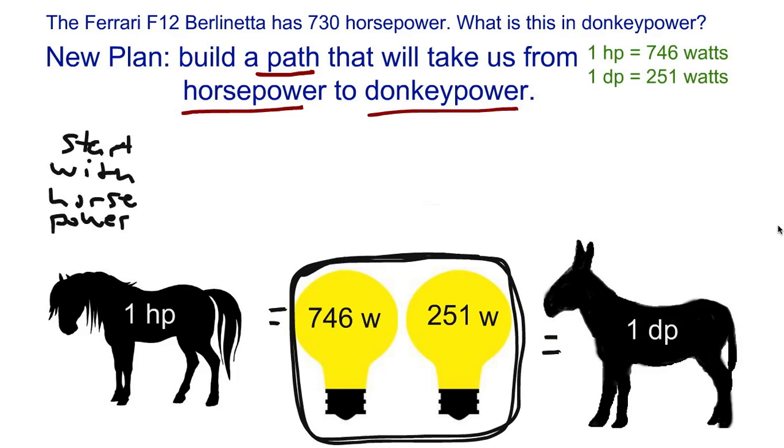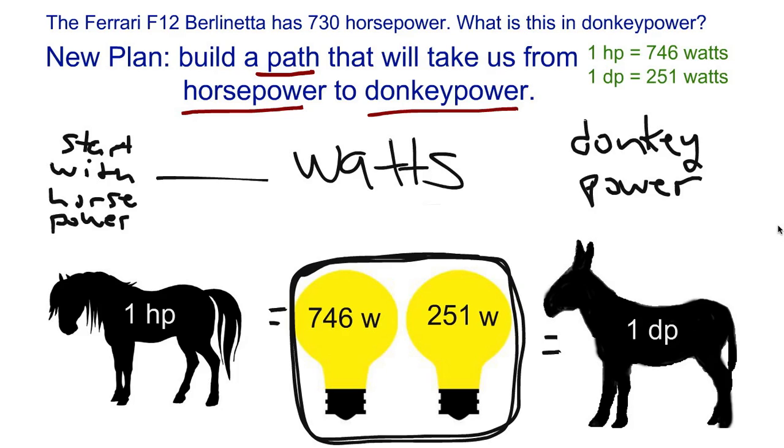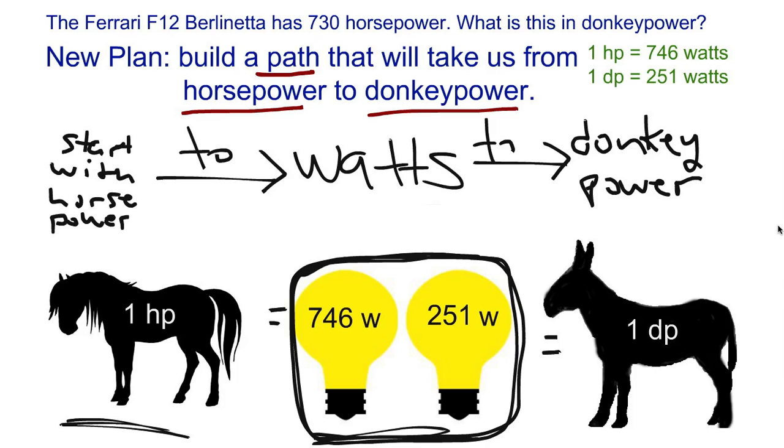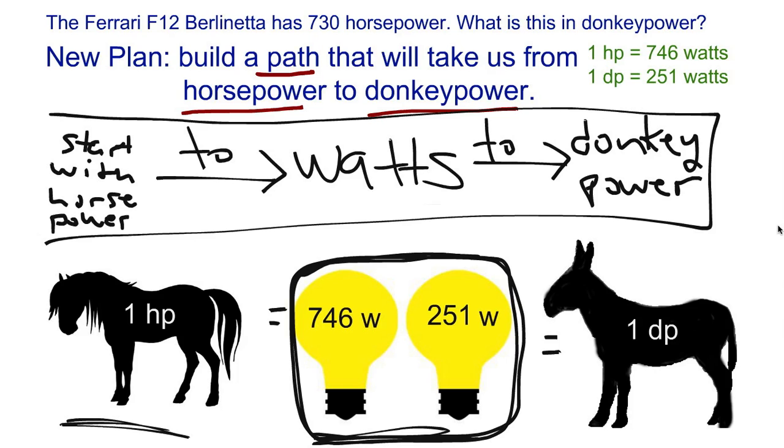And now our picture is complete. Over here we have horsepower, which we started with, and we have watts right here, and finally we have donkey power. And we're going to connect everything. So starting with horsepower, we're going to watts, and then we're going to go from watts to donkey power. And that is our path.